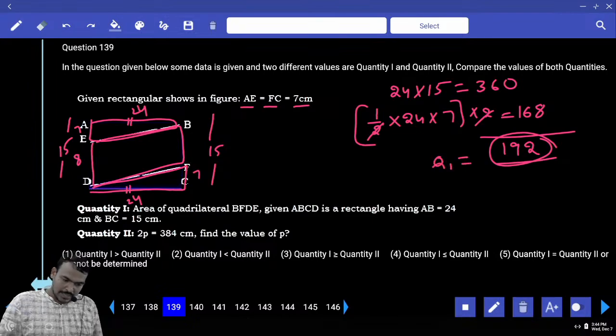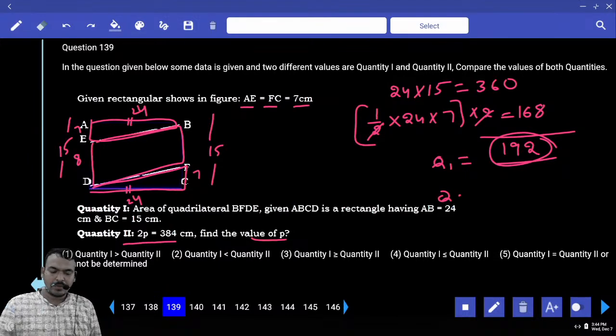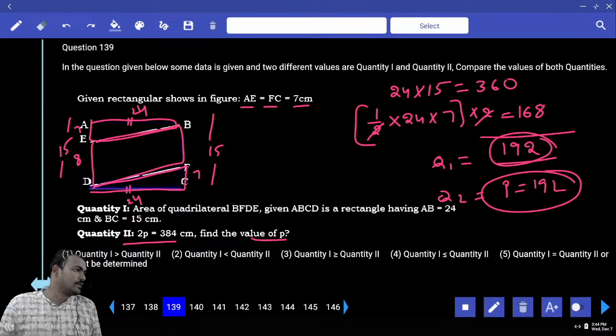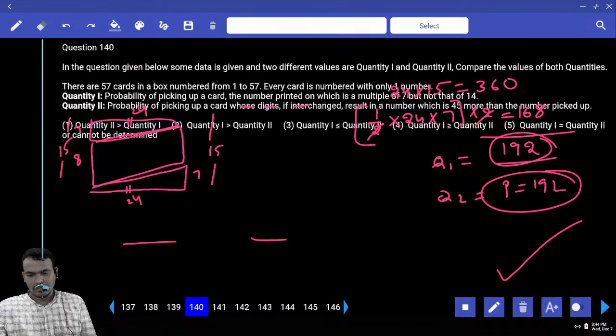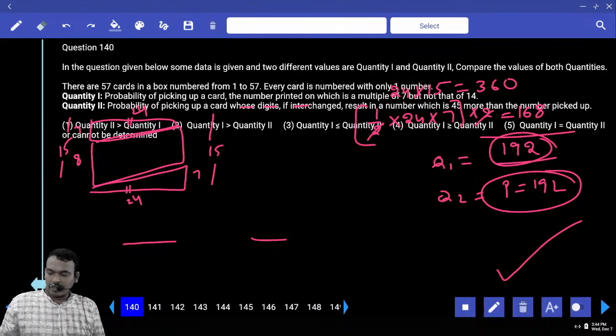And Quantity 2: 2P equals 384, find the value of P. If 2P value is 384, then P value is 192. What is Q1? 192. Q2 also 192. Then the answer is Q1 equal to Q2. Next question, number 140.